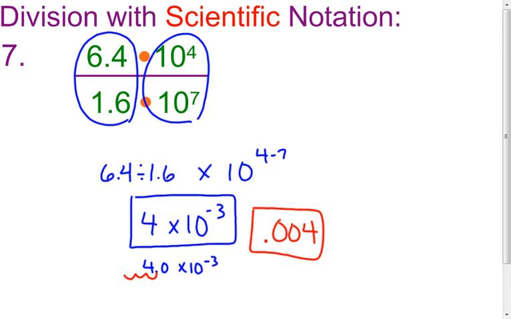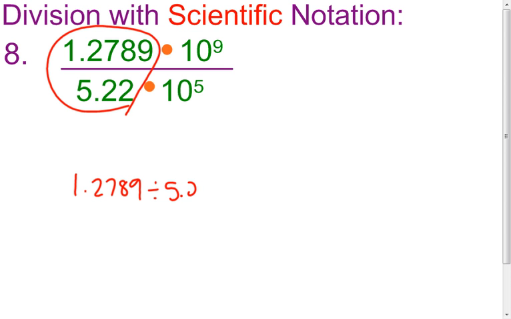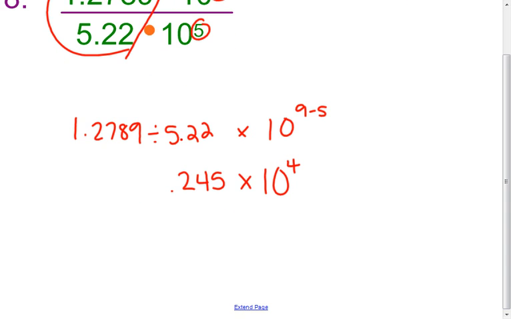Okay? And then in the next one, if you think about reducing this, 1.2789 divided by 5.22, you'll get a number for that, and then times 10 to the, and you want to subtract here, 9 minus 5, which is 4. 1.2789 divided by 5.22 gives me 0.245. That is not correct scientific notation, so you don't want that.